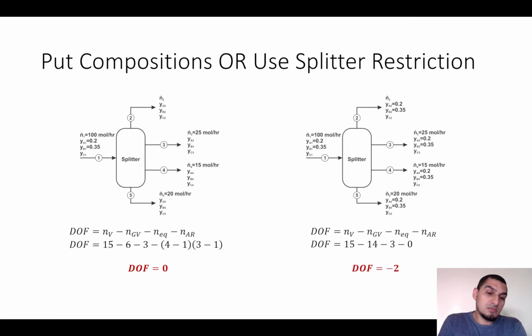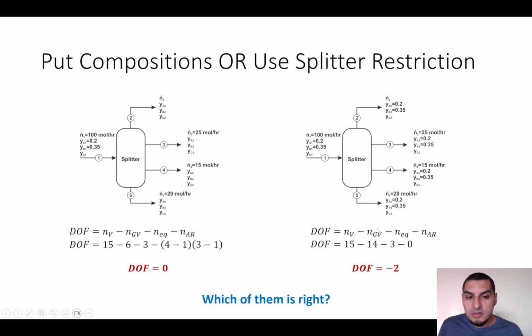So one of them is not right. We cannot have different degrees of freedom for the same unit. So why are they different? They're different, but it has to be 0.